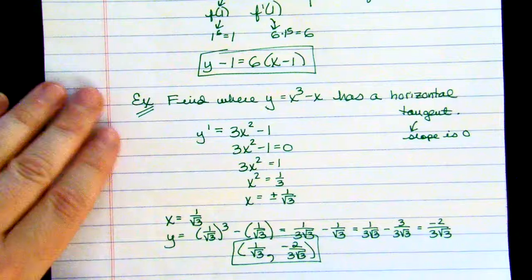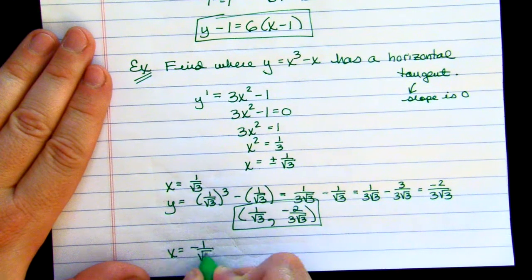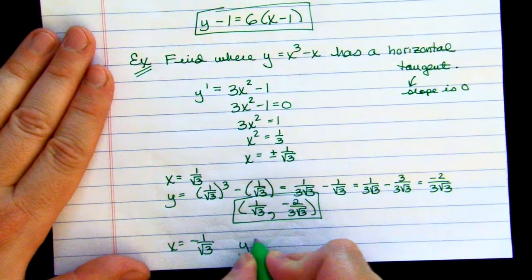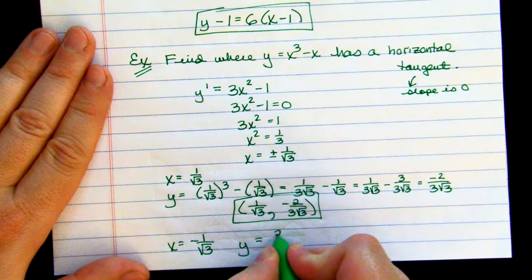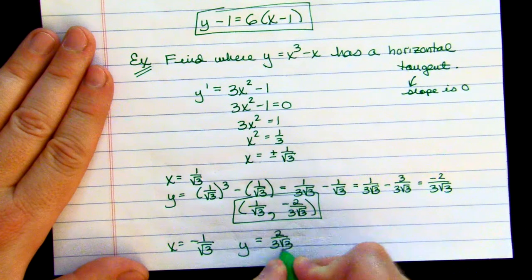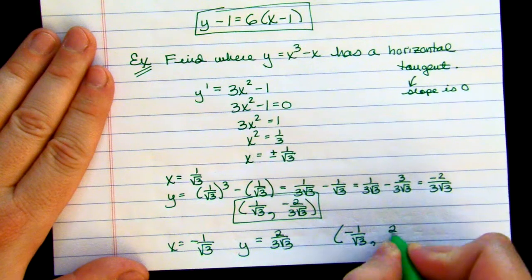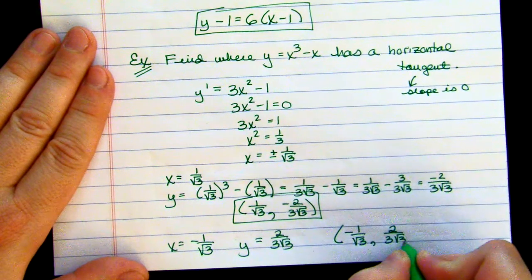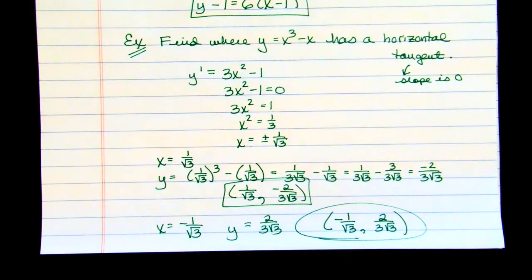That's 1 point. I'm not going to bother going through the calculations with the other one, but if I have negative 1 over root 3, y is going to end up equaling, I believe, positive 2 over 3 root 3. I'm pretty sure in the homework, the problems are a little bit nicer. You're not going to get roots and all that stuff. But once you find your x value, plug it in and find your y's.